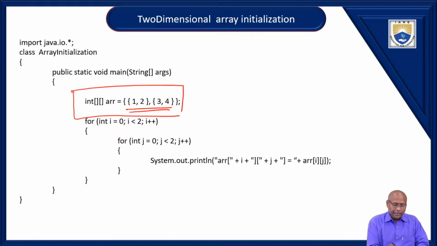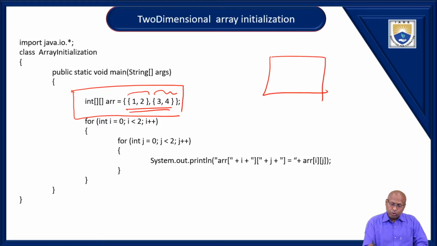That means, int 2 square brackets ARR. So, it means it is a 2-dimensional array. This first curly brace is 1 row. The second curly brace is the second row. That means there are 2 rows. Under each row, how many columns are there? 1, 2. That means the first row will have 1 and 2. 3, 4 go to the second row.